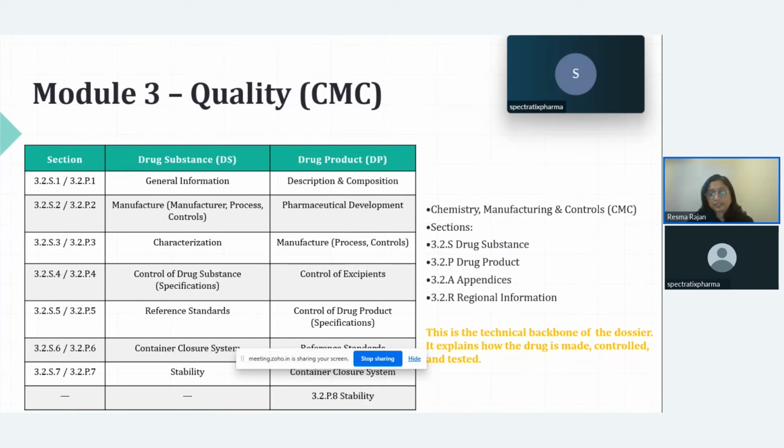Under the manufacturing section, there are around 6 subsections. First you will give the name and details of the manufacturer. Then you will give the description of the manufacturing process. Then you will explain how the raw materials are controlled to avoid contamination, because you need a pure sterile product. So what are the systems in place for you to maintain the sterility of your raw material? That is called control of materials.